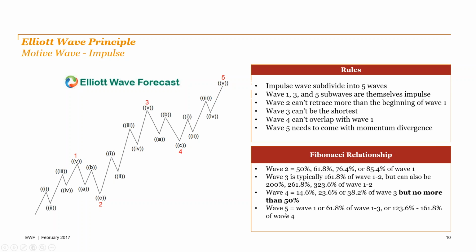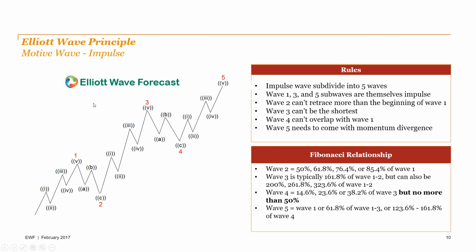And then wave 5 here, there is a recording, Christopher, yes. Wave 5 usually is going to be equal to wave 1. By far the most common target is wave 5 equal to wave 1. Another way to calculate is 61.8% of waves 1 to 3. Another way is using external retracement, 123.6% or 161.8% of wave 4. I don't think we need to really look at this, but for our purpose, the most common is wave 5 equal to wave 1.